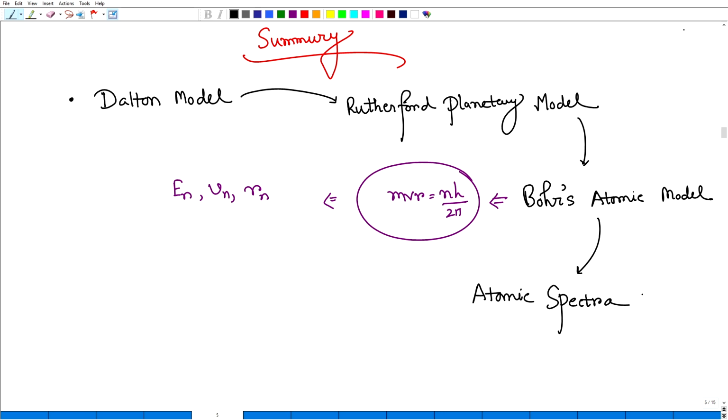That experimental result should be explained by the theoretical model, and the Bohr atomic model was able to explain this atomic spectra. We discussed that there are continuous spectra and discrete spectra, or we can say line spectra and band spectra. This type of spectra was there. Also, in another way, there are emission and absorption spectra.